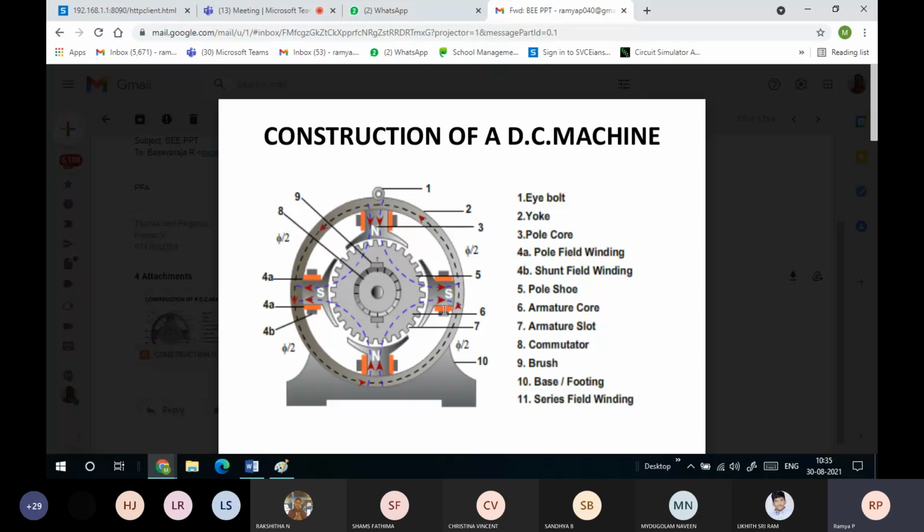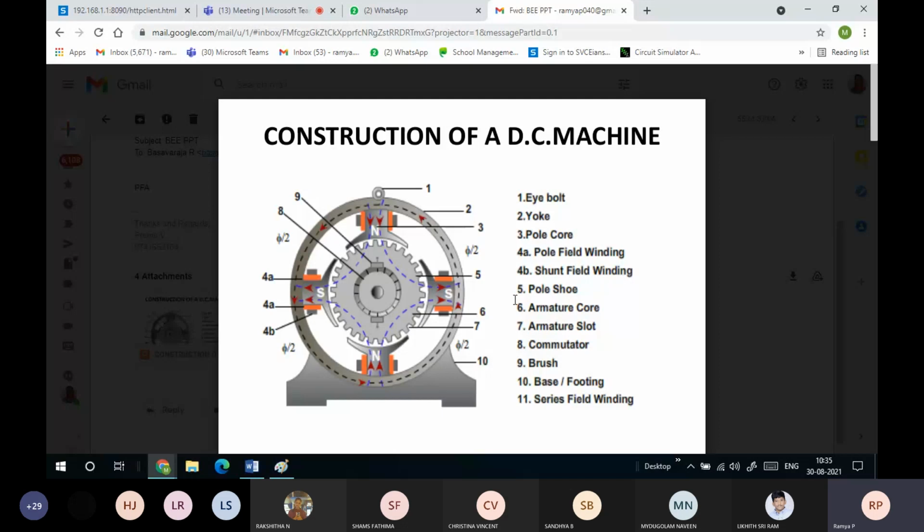And the next one, you have your pole core and pole field winding. Okay, what do you mean by pole, and what is the function of the pole? You should understand. Here, if we go for pole, there are two parts: one is the pole core and the other is the pole shoe. You can see your pole shoe here as the fifth part. I will explain in parallel what you mean by pole core and pole shoe.